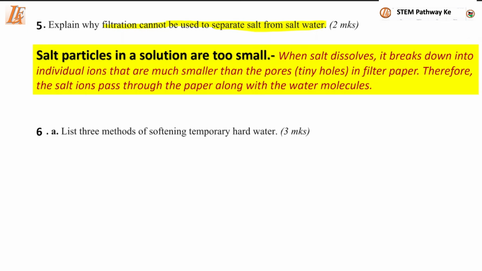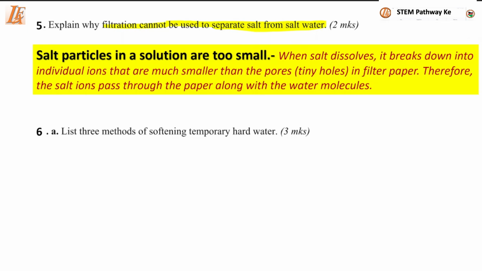Or you use a simple distillation, where you heat in a distillation compartment, where water will go as a distillate and then you will remain with salt as a residue. Question 6. List the three methods of softening temporary hard water.